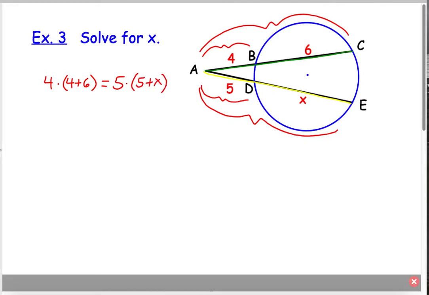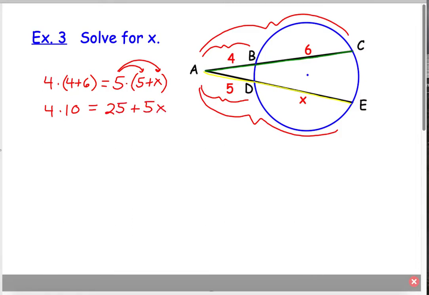The biggest mistake students make on these problems is they would say 4 times 6 equals 5 times x, and that's wrong. You're not going to get the correct answer if you do it that way. So you have to remember to add the two pieces for the whole thing. Alright, so what we have here is 4 times 10. Now on this side, we're going to have to distribute. So I'm going to multiply 5 times 5 is 25, and then 5 times x is 5x.